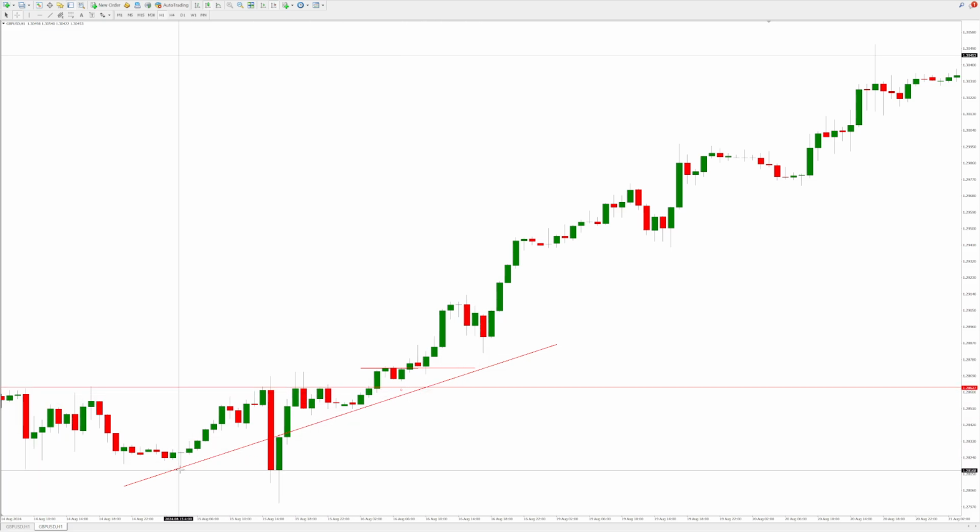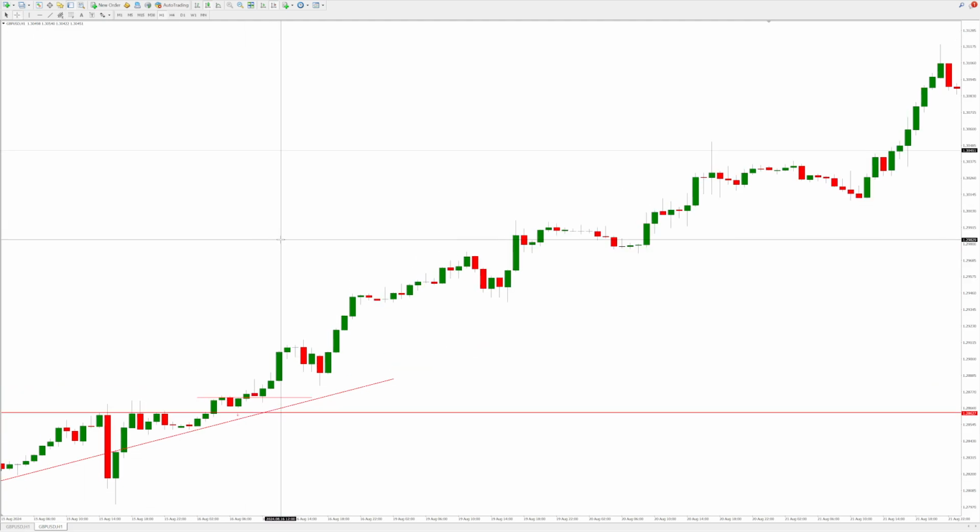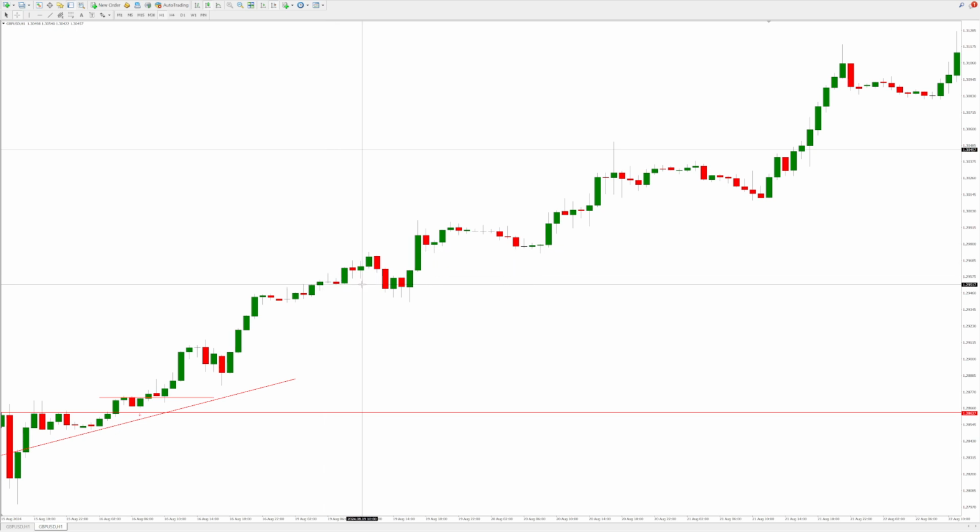You can also use the support level if you want, or we could also use this level of resistance turned support for the stop loss as well. So anywhere around 10-15 pips. Plenty of risk to reward ratio on this trade.